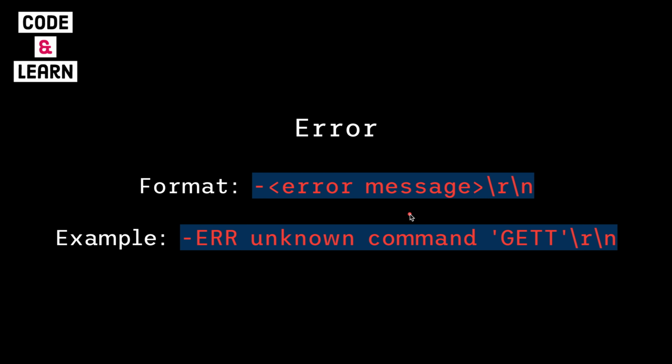Next we have the error message. So whenever you want to send an error message, the format should be minus, then the error message and the terminator. An example would be -ERR unknown command 'get' and then the terminator.